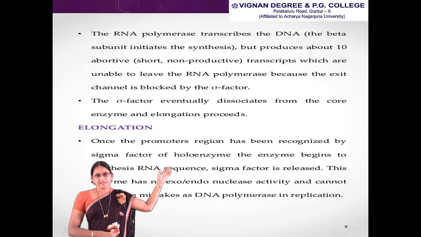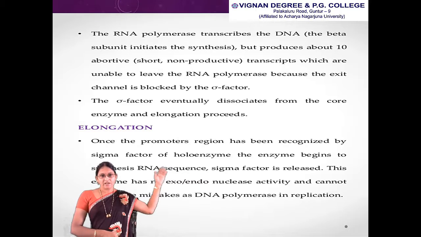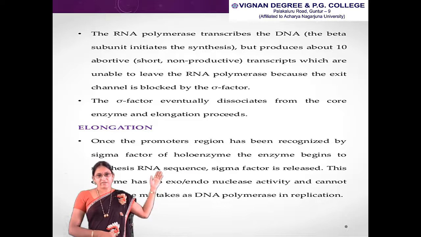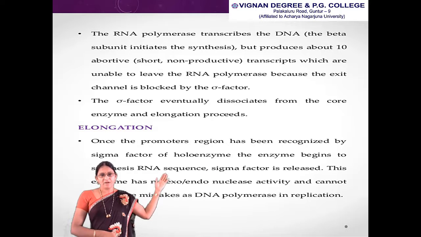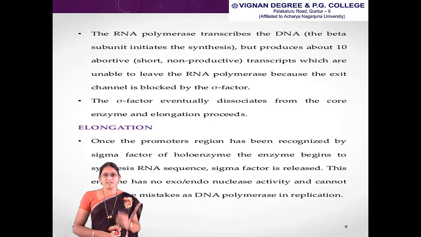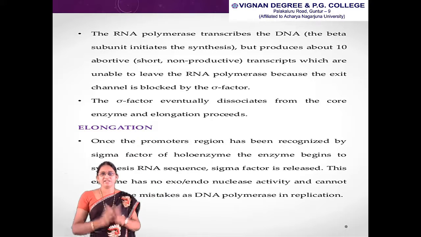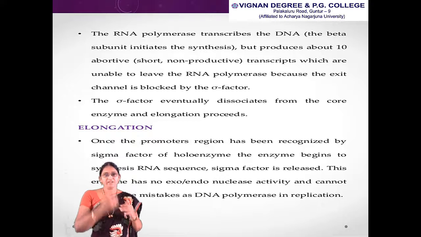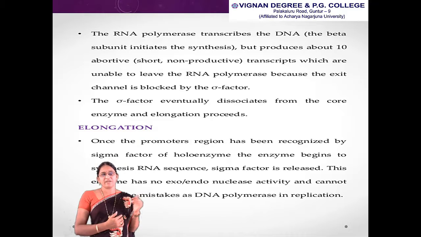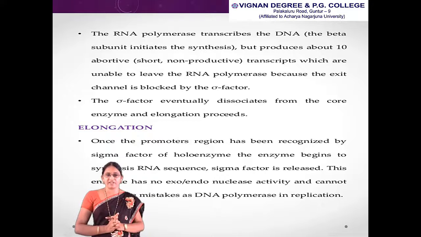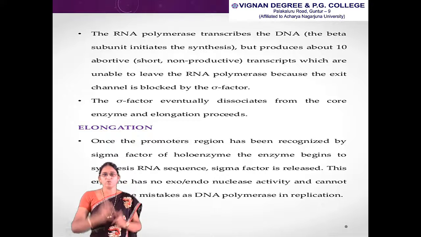The RNA polymerase transcribes the DNA. Specifically, transcription is achieved by the beta subunits in the core enzyme, but they produce about 10 abortive transcripts, which are unable to leave the RNA polymerase because the exit channel is blocked by the sigma factor. So RNA polymerase initiates the synthesis, but the transcripts are abortive. Why? Because the RNA is unable to displace from the DNA, as the exit channel is blocked by the sigma factor. Thereby, the sigma factor must be released to release the transcript. Only then does the elongation proceed.